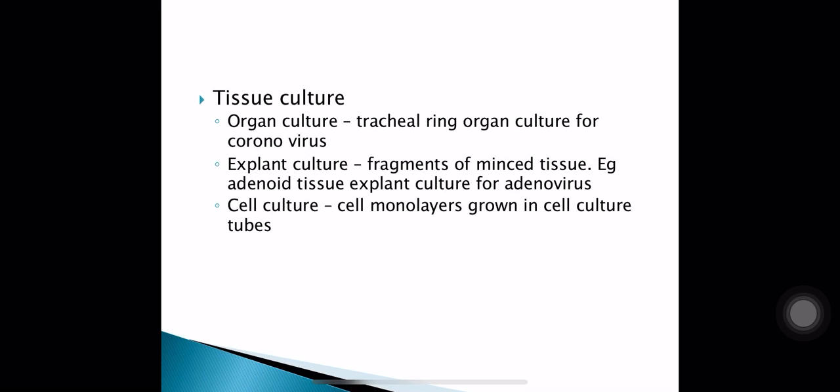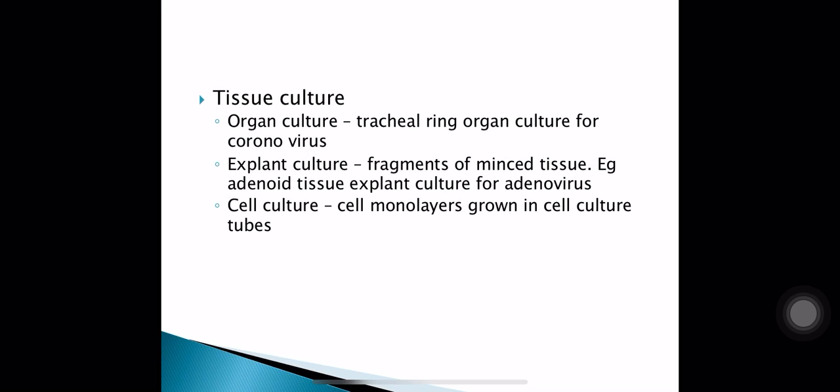Tissue culture. Animal inoculation, embryonated egg, and tissue culture are 3 methods for growing viruses. In tissue culture, again, there are 3 different types of tissue cultures: organ culture, explant culture, and cell culture. In organ culture, an entire organ is taken for growing a virus. Example, for a respiratory virus like coronavirus, tracheal ring organ culture was used for coronavirus.